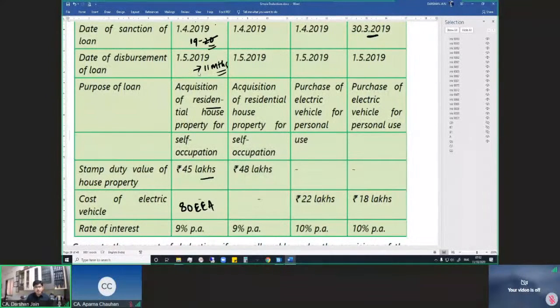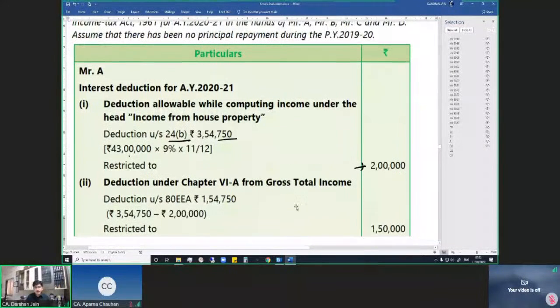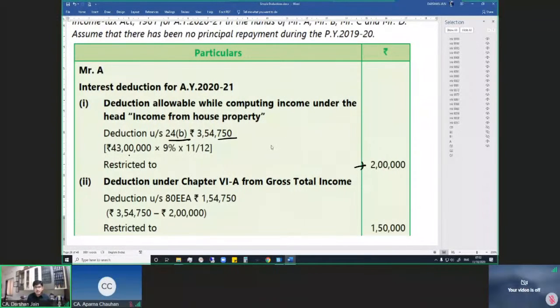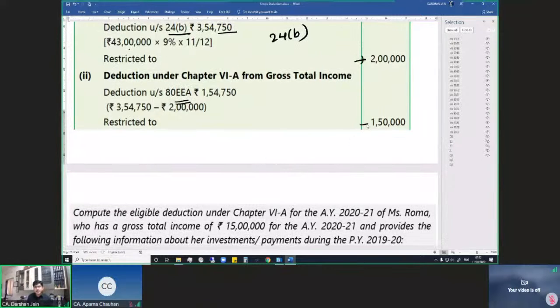Right, so that is the amount of actual interest paid. So we come to know that the actual interest paid is 3,54,750. Out of the 3,54,750, 2 lakh rupees, since it's a house used for self-occupation, could be claimed under the head of house property under section 24 clause B. The rest of it could be claimed under section 80EE, right? However, subject to a maximum of rupees 1,50,000.